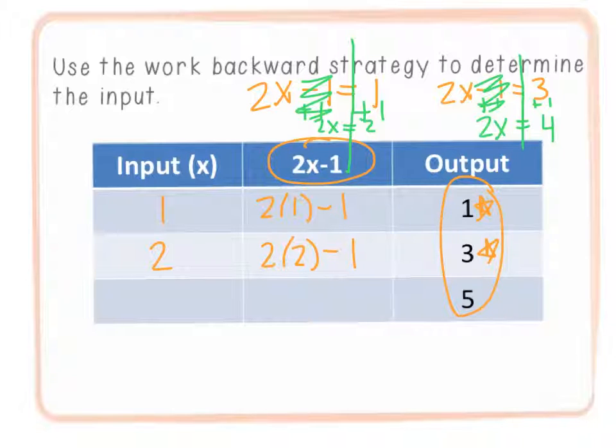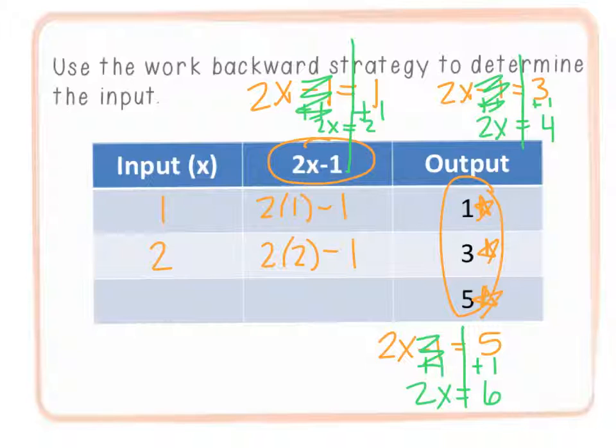Okay, I have one last one to do, and this time it's 5. So I use my rule, 2x minus 1 equals 5. I'm going to build my wall, add 1, 2x equals 6. What times 2 gives me 6? I know 3 does, so 2 times 3 minus 1 would give me 5.